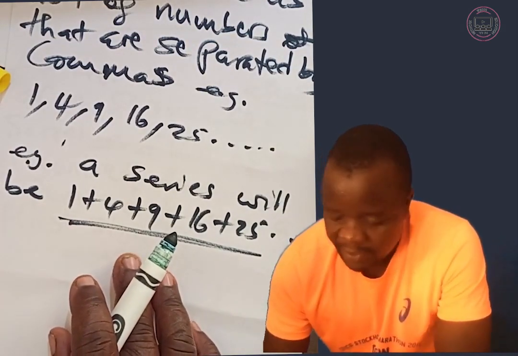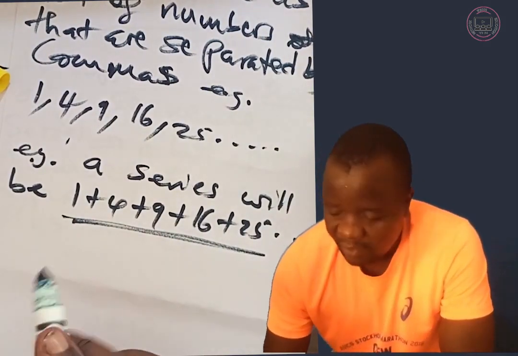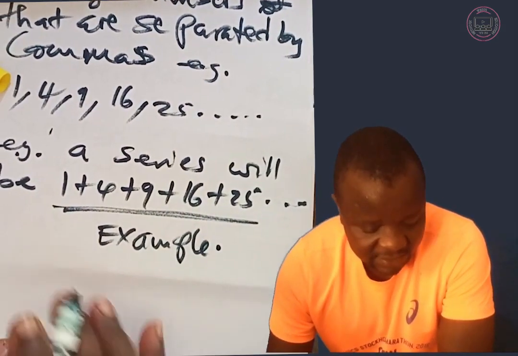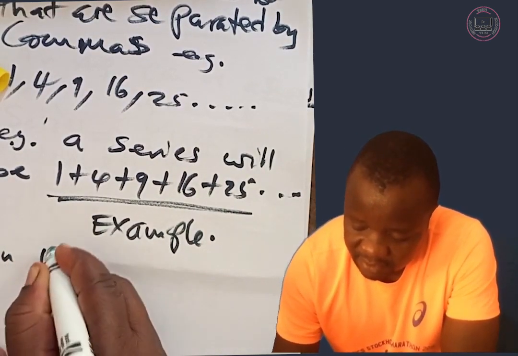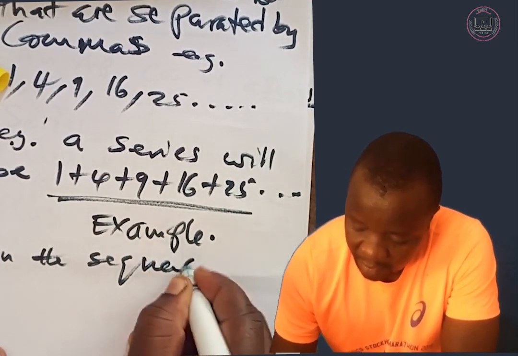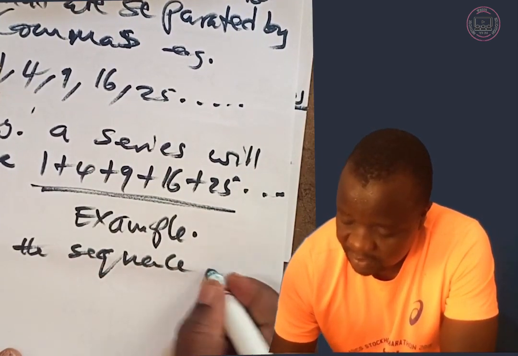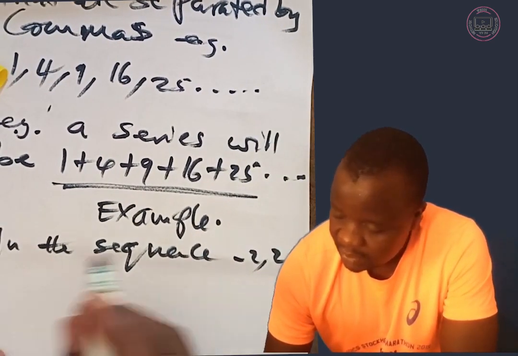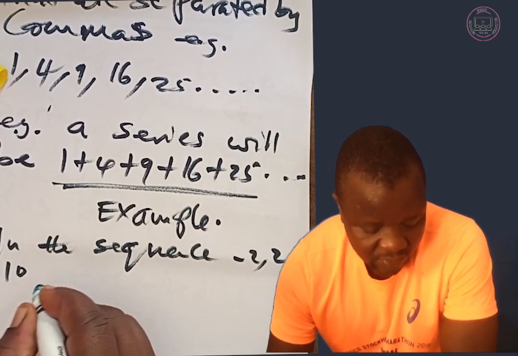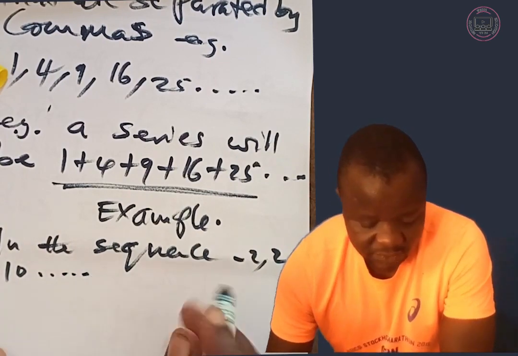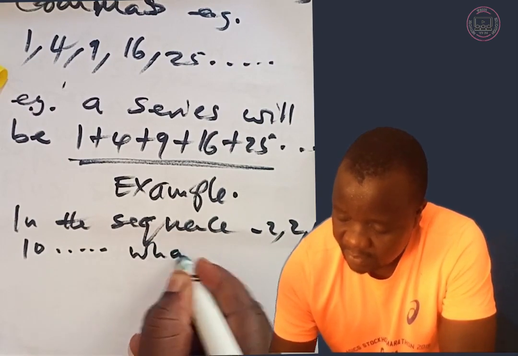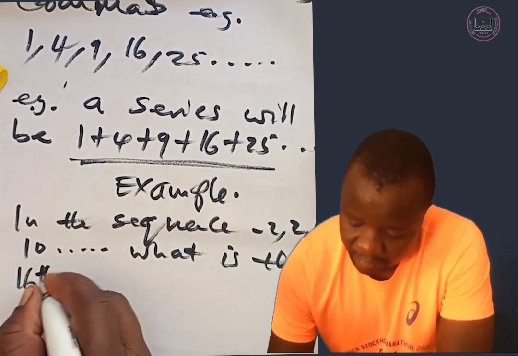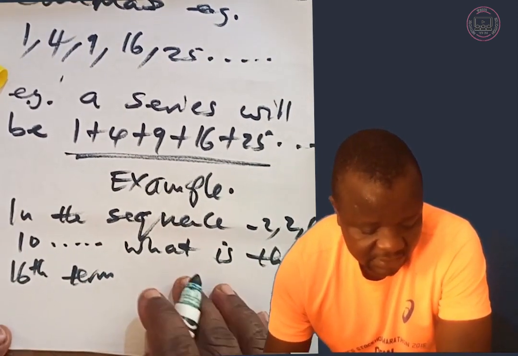Now let us look at how we calculate this using an nth term formula, where I was trying to say how we use the nth term to calculate, for example, in the sequence -2, 2, 6, 10, and so on, it's continuous. What is the 16th term?